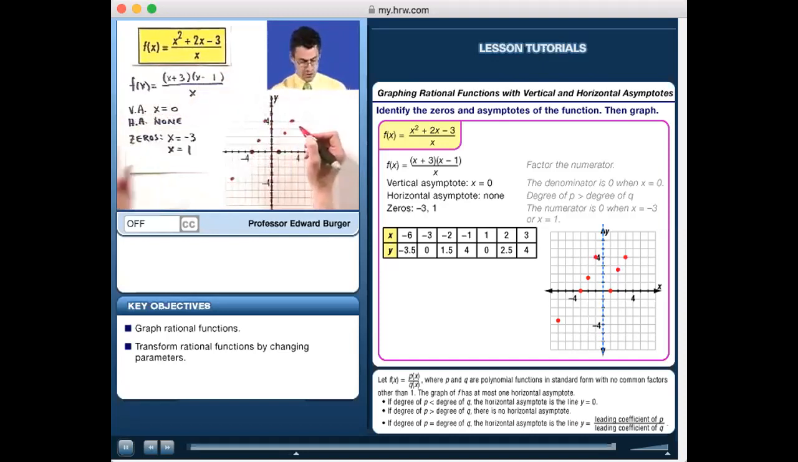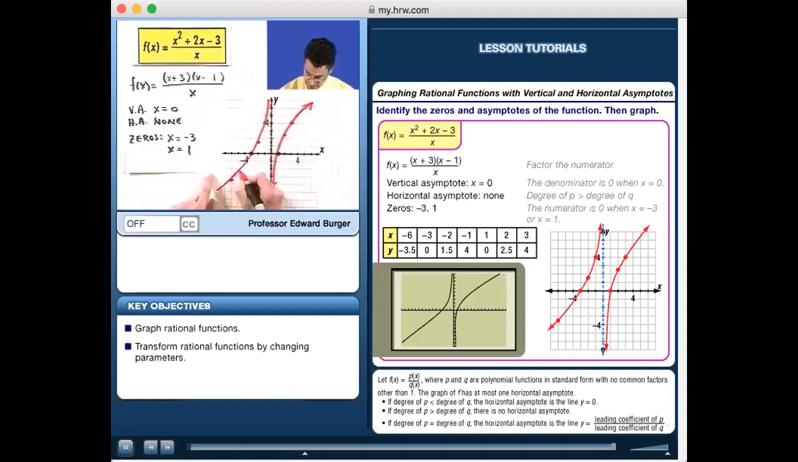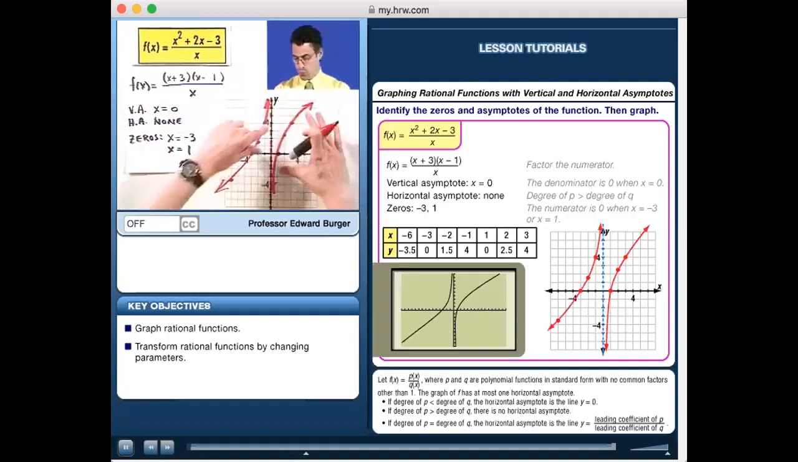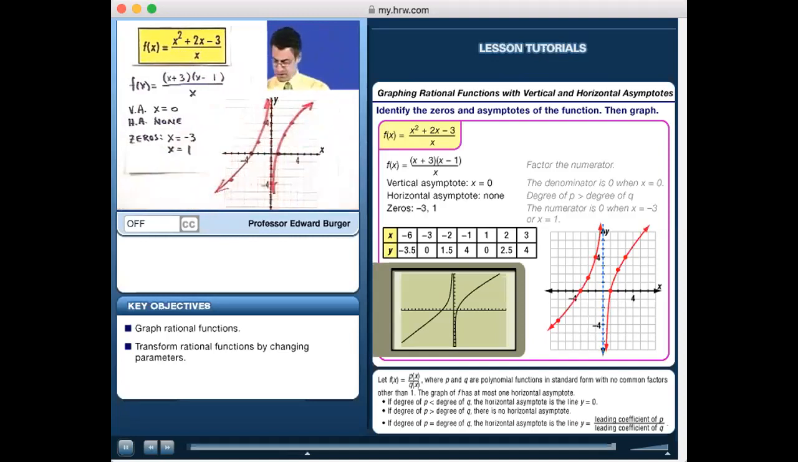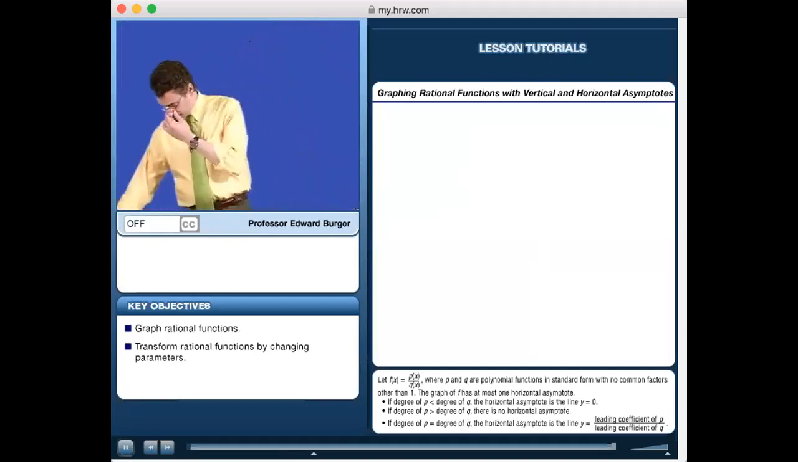I know there is no horizontal asymptote, so this thing is going to go out into space and then come down, rubbing up against, but never touching, this asymptote. And similarly, but in the opposite direction, here. So this is a wide-mouth hyperbola with one vertical asymptote but no horizontal asymptote. Very pretty picture. Let's take a look at another one, because these are kind of like raisins. You can't just do one.